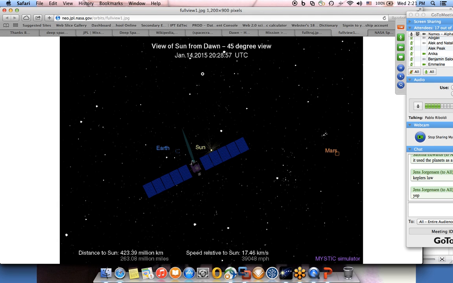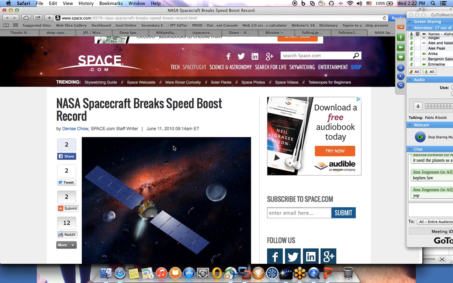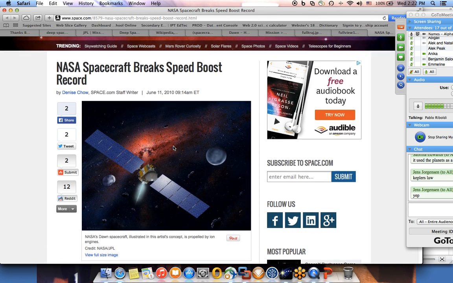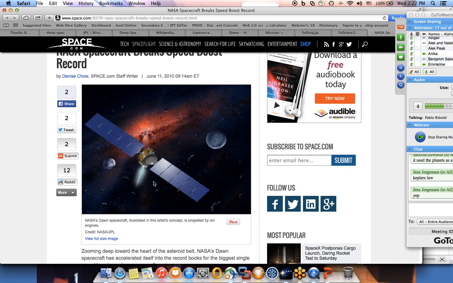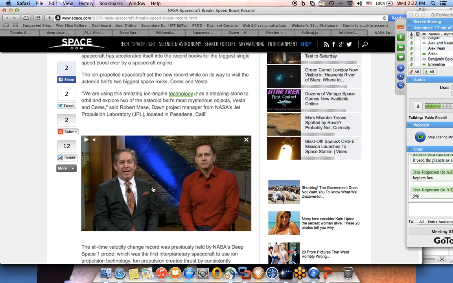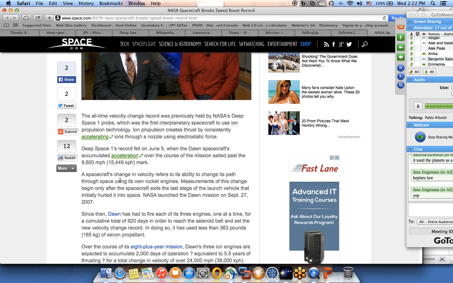Okay, so this is another picture of where things are now. This is at this today. So the position of Dawn relative to the Earth, the Sun, the Moon, okay? And here there's an article on space.com that says that this spacecraft broke the speed boost record, all right? So you can read more about how it did that here, and it went past the 9,600 miles per hour mark.